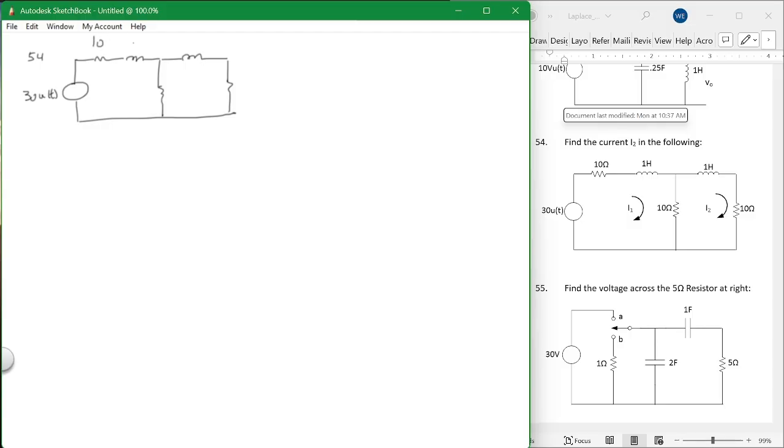This is 10, this is 1, this is 10, this is 10 ohms, this is 1 Henry. Here you go, and this is 10 ohms. So this is kind of a loop equation, I1, I2, okay? So it is minus 30 over S plus 10 I1 plus I shouldn't say that. I should say what?